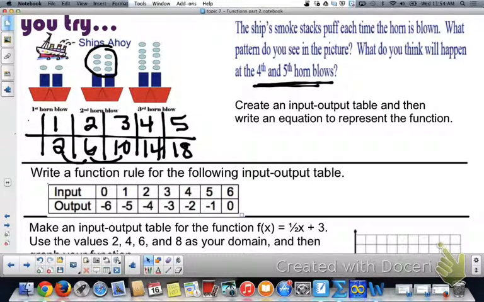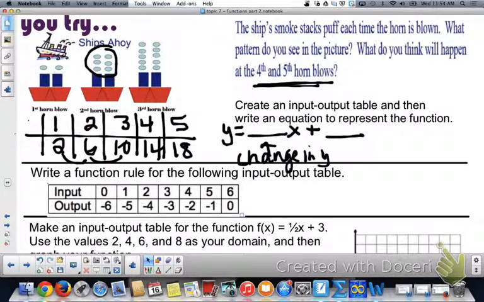So there's your input-output table. And then write an equation. Now, from the video, you know that we talked about y equals, this is your change in y, times x plus your 0 number. So this change in y is plus 4, so that's 4x.